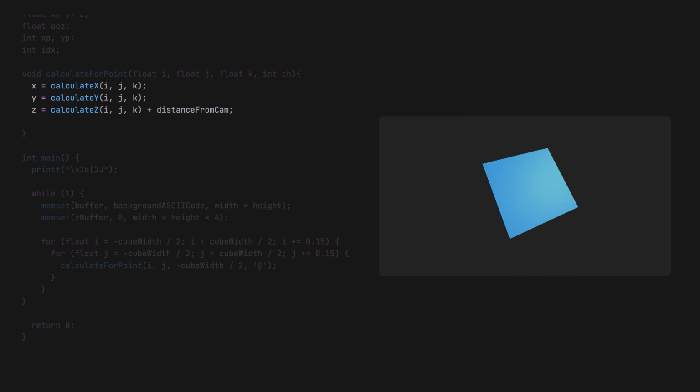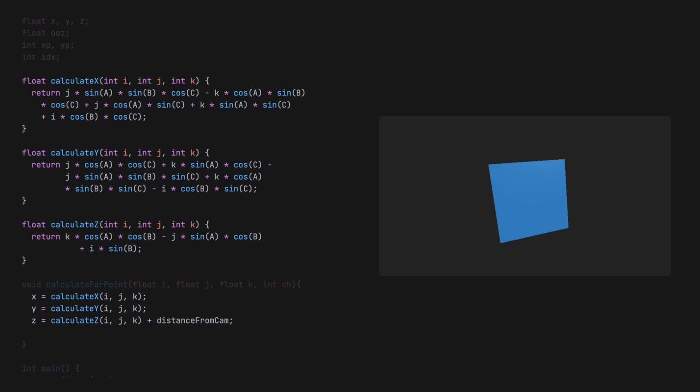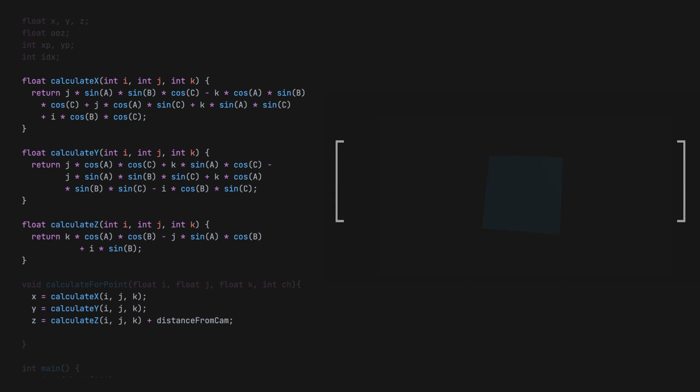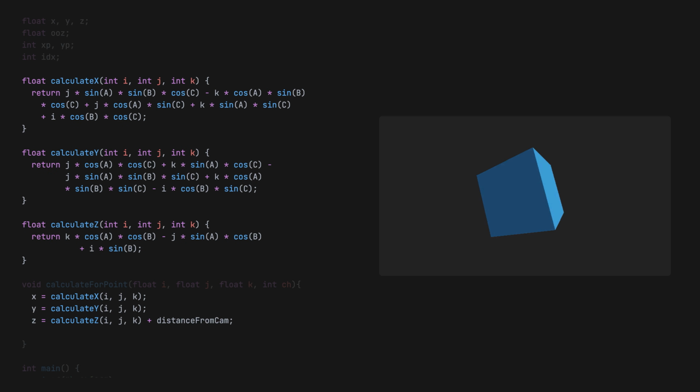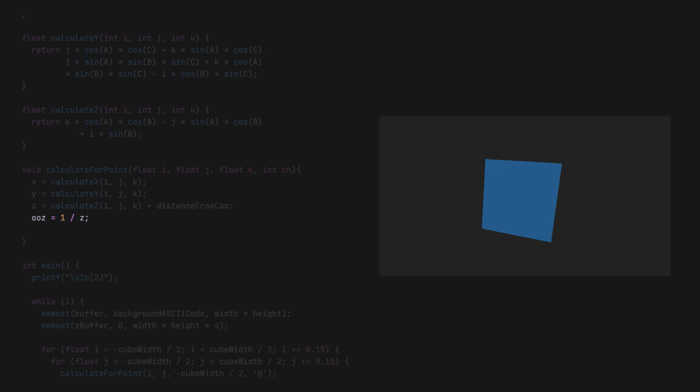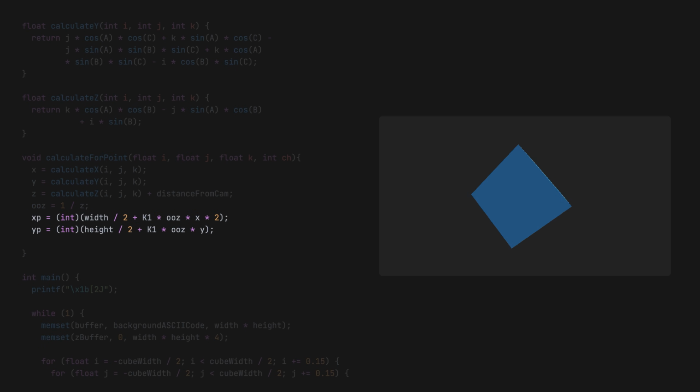In the function, we need to calculate the x, y, and z coordinates of the point. For that, we need separate functions for each axis. That's where the rotation matrices come in. It's much easier to understand once you know the math behind it. OOZ, which stands for 1 over Z, is used for Z buffering. Now we need to calculate the projection of the point. This might seem tricky at first, but let me show you how XP and YP are calculated.